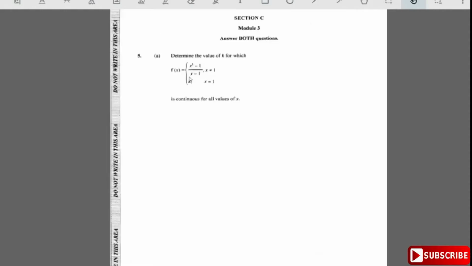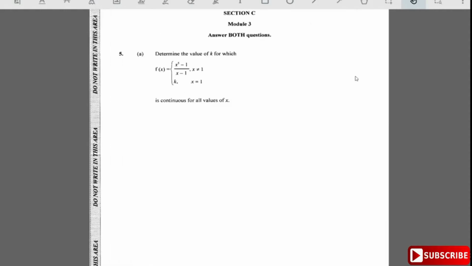So at module 3, it says determine the value of k for which the function is continuous for all values of x. All right, to determine when the function is continuous, that means we're going to apply limits. So the function is continuous if the limit from both sides are equal.